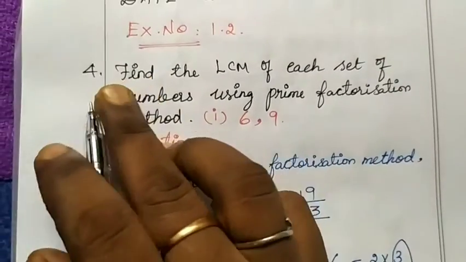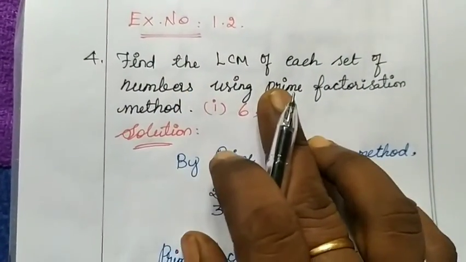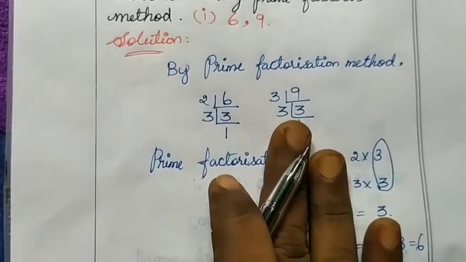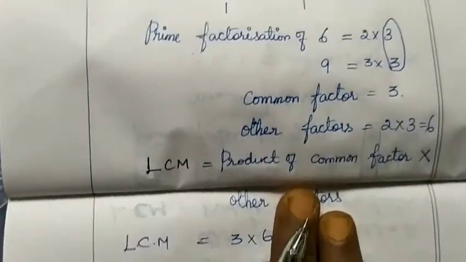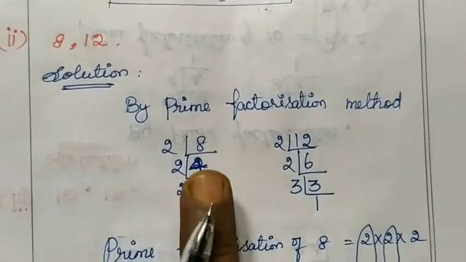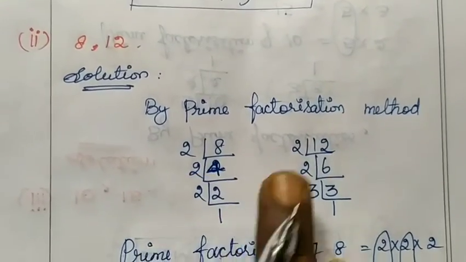Question number 4. Find the LCM of each set of numbers using the prime factorization method: 6, 9. I have just told you how to find the factors. Next we are going to see the second question, 8, 12. Take and write 8 and 12 and find the factors like that.